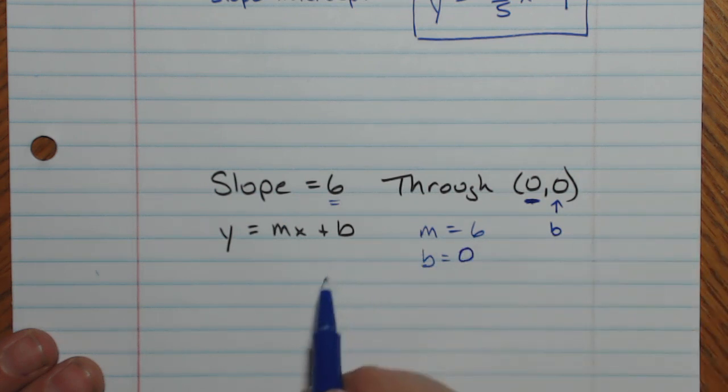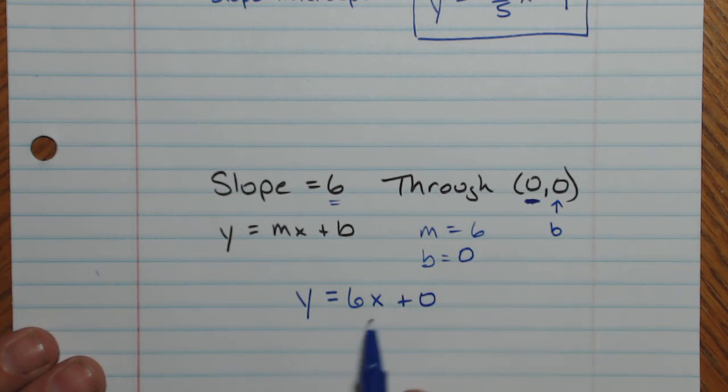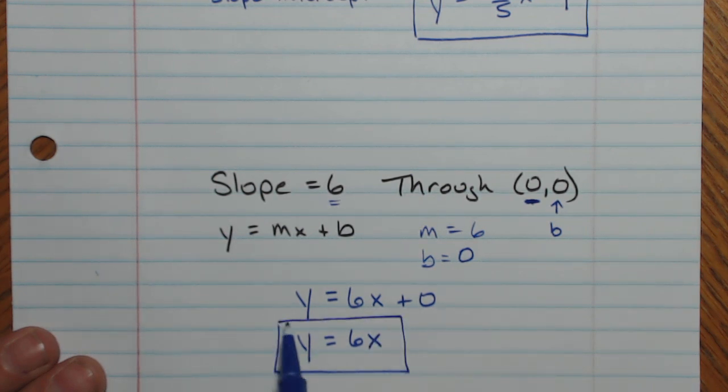So when I go to write my equation, I have y equals 6x, and then b is just 0, so I can write plus 0. But when you add 0, I can just leave the 0 off. It doesn't change the value, and I get y equals 6x for my equation.